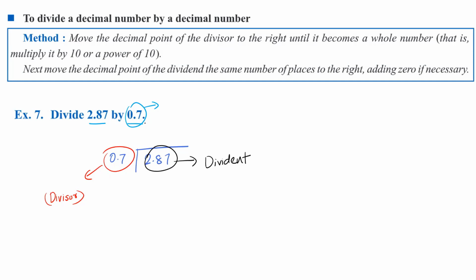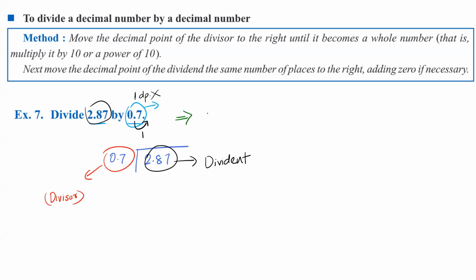So divisor, dividend. If you look at the question here, the divisor has 1 decimal place. So whenever your divisor has a decimal place, you need to get rid of it. We need to remove the decimal place. To remove it, we should shift this point to the right by 1 place. And the same thing you should do to the dividend also. Once you shift the decimal point of the divisor, you must do the same to the dividend.